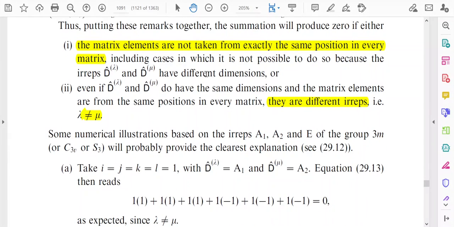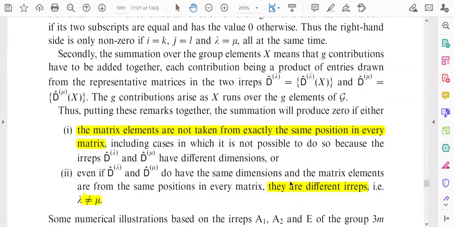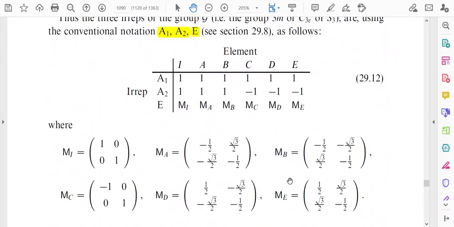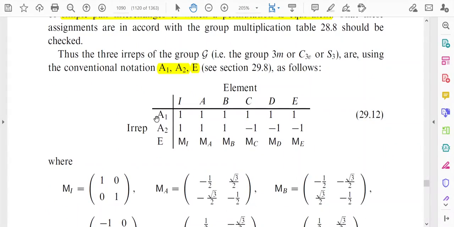Now whatever we have stated, we will demonstrate with some examples, then it will be clear what the meaning of the orthogonality theorem is. Suppose we take i, j, k, l equal to 1, that means all indexes are the same, but we are considering different representations, that is one is a1 and another is a2. Now just see the character table again, then it will be more clear. So one is the a1 representation and another is the a2 representation, and the indexes are the same.